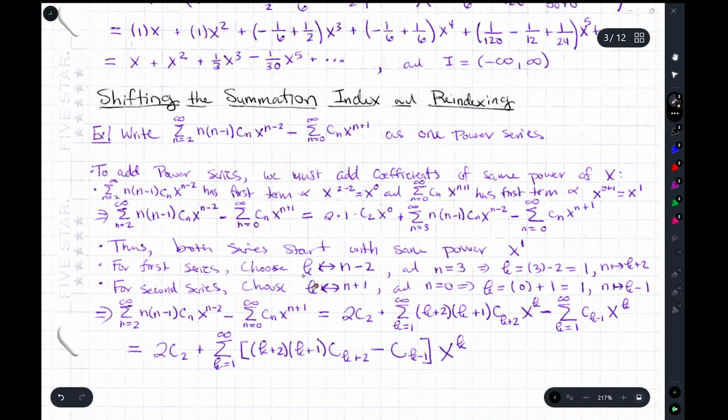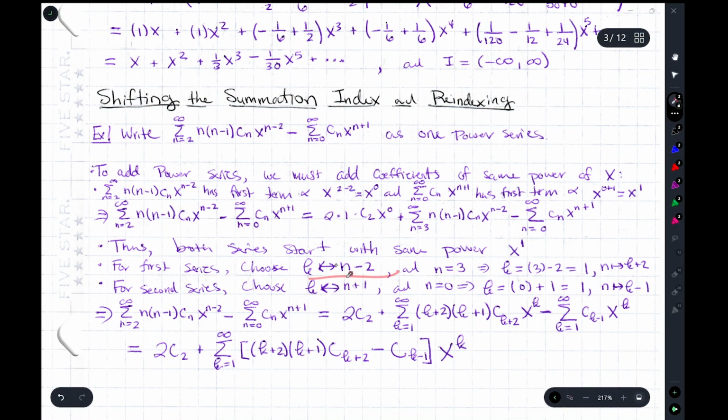For the first series, we're going to choose to associate k with n minus 2, because we now want to shift these to start with the same k. The major deal here is making sure they start with the same power, but we also want to start at the same place in terms of the index, so we can combine the indices together.